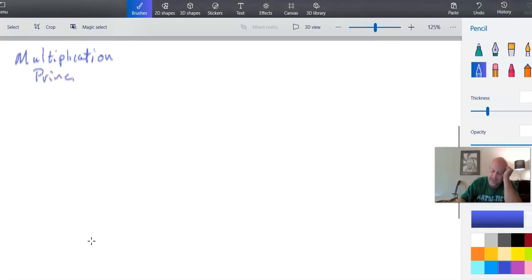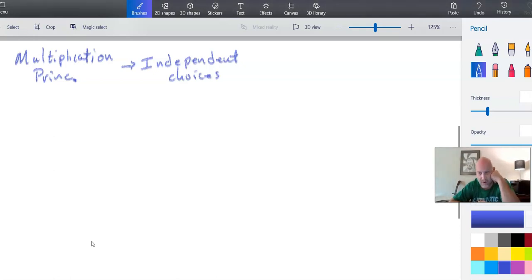Right, so the multiplication principle is going to be the first thing that we deal with, and what that handles are independent choices. Right, so this also has to do with making decisions and all that kind of stuff, but it's more about counting how many possibilities there are for an outcome. Okay, and we'll go into more detail on this. I'm giving you the rundown right now.